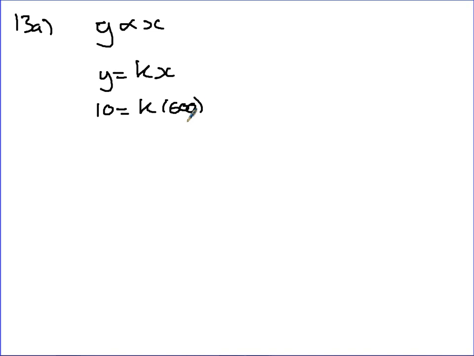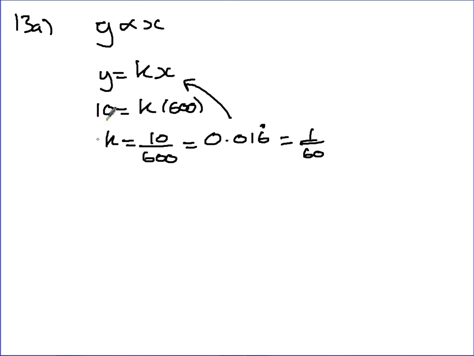Question 13a. You're given the fact that y is directly proportional to x. When x is 600, y is 10. Find the formula for y in terms of x. So we put y equals kx, the constant of proportionality here. Y is 10 and x is 600. So if we divide by 600, that then gives us k. So 10 divided by 600 will then give you 0.016, and the 6 is recurring. You can also express that as 1 over 60 if you like. So we then get y equals 0.016 recurring x. So instead of the k, we put that.